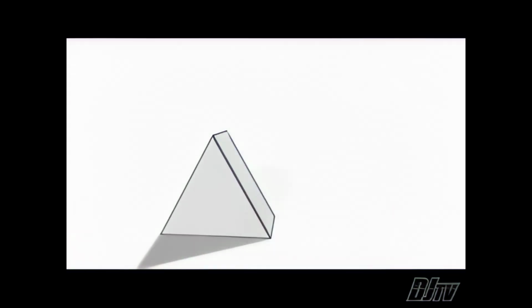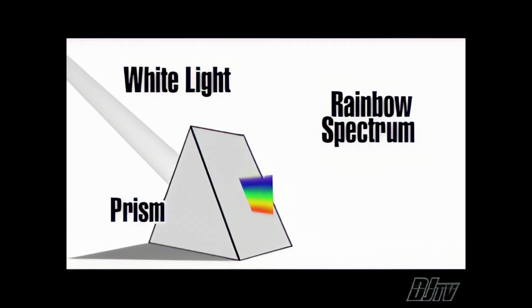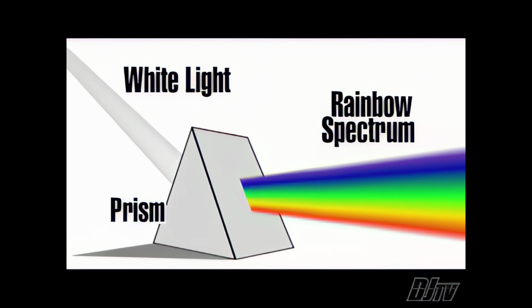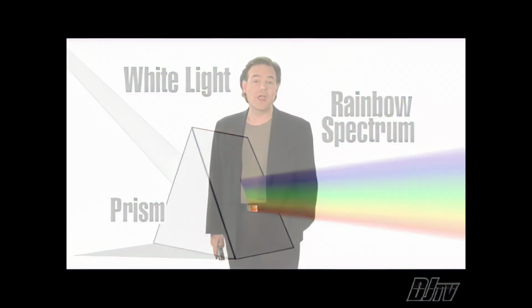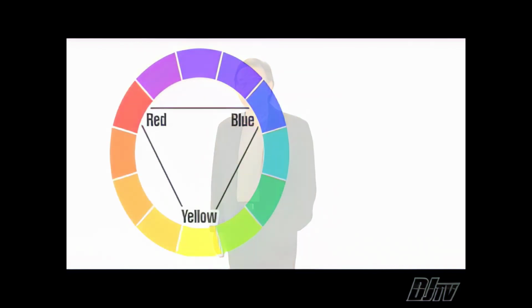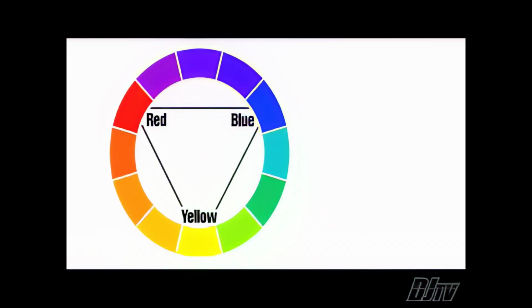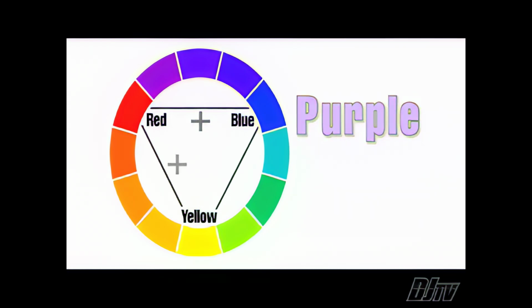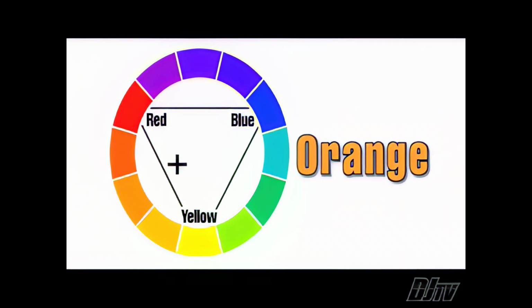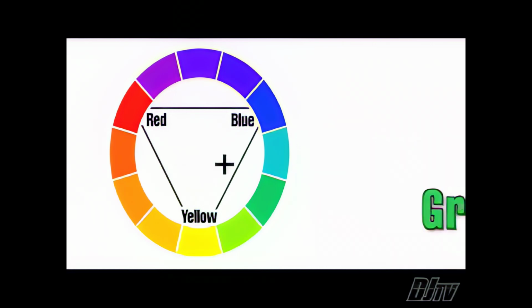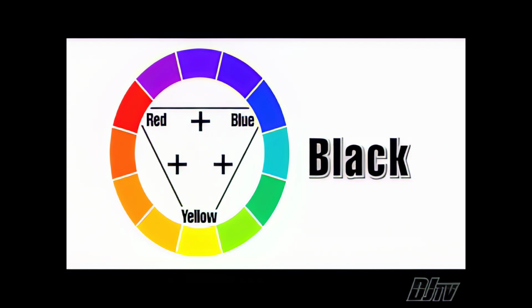As we all learned in grade school, light can be broken up into separate colors, and all of the colors of the rainbow can be created from a few primary colors on our paint palette. If we take our primary colors from grade school, red, yellow, blue, and we mix them together, what do we get? Well, red plus blue equals purple, red plus yellow equals orange, yellow plus blue equals green, and red plus yellow plus blue equals black.